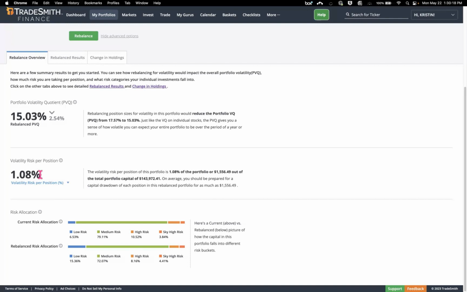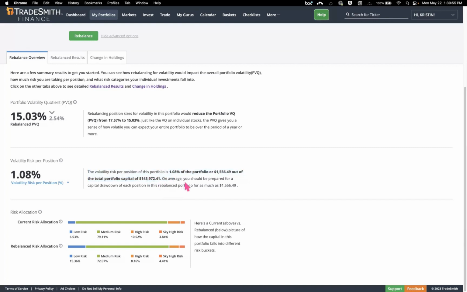So it's going to be 1.8% straight down the line for every single stock in this portfolio. So it's basically even weighted. I'm not heavily weighted in one stock versus the other. It's basically all the same straight down. And you will notice that it tells you here the volatility risk per position of this portfolio is 1.8% of the portfolio. Again, if you put that in dollar terms, it's approximately 1,600 out of the total portfolio capital, and it shows you what the total is.